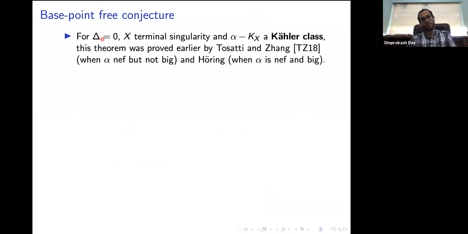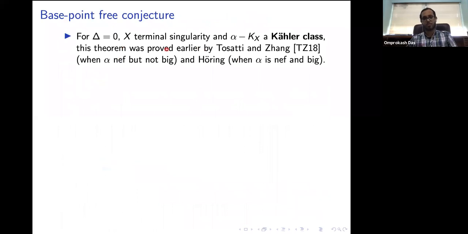Okay, so the cases are this: assume that delta equals 0, X has terminal singularity, and alpha minus Kx is scalar class now, not just nef and big, but the stronger scalar class. Okay, this is a non-trivial thing. Going from scalar to nef and big is a non-trivial thing. So assume this is a scalar class.